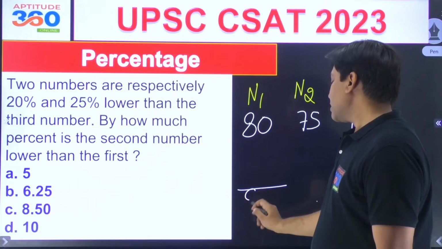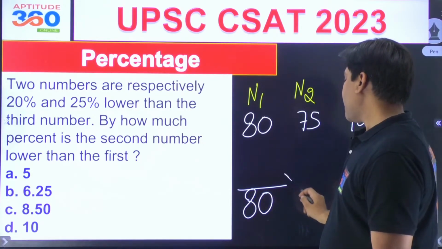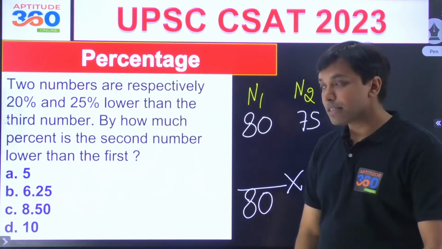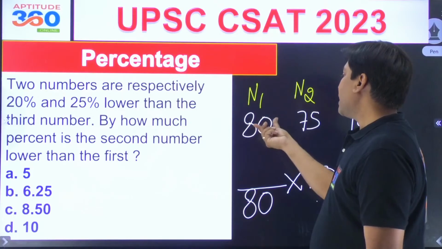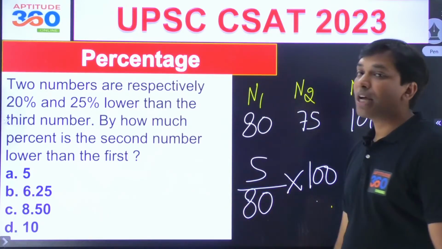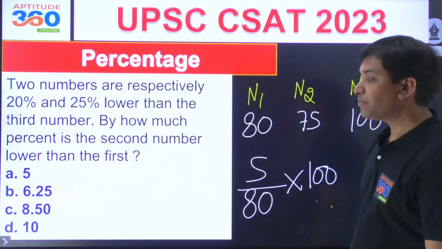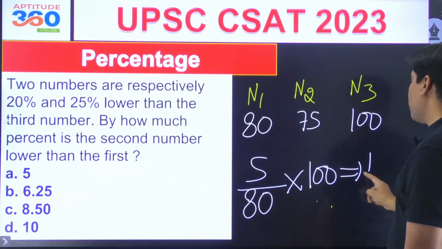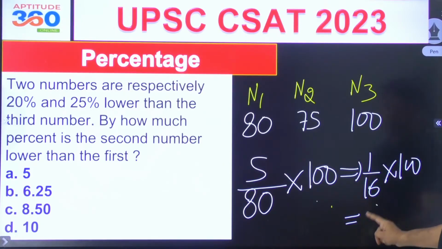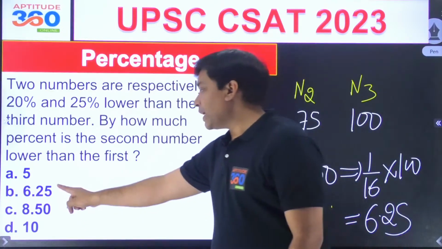First number 80 will go in the denominator because the comparison is with what? It is with 80. Does this make sense? What is the gap out here? Number 2 is less than number 1 by 5. So it has to be 5 divided by 80, which is what? 1 by 16 into 100. If you simplify, this is coming out as 6.25. Option number B is the right answer.